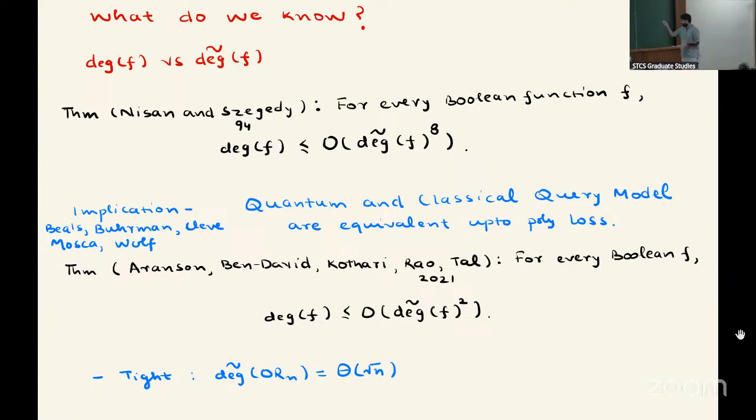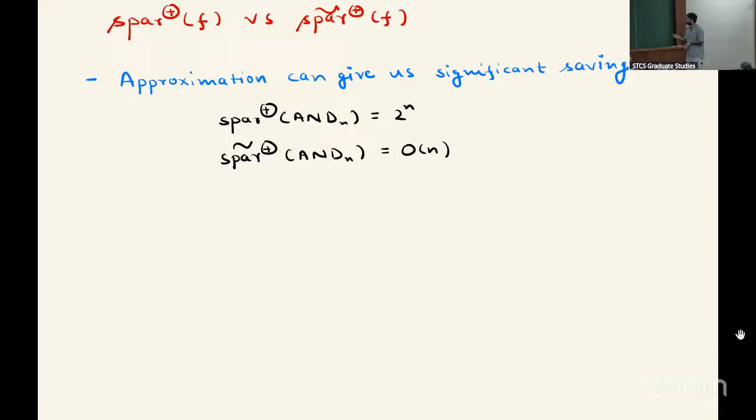And very recently in 21, Aaronson, Ben-David, Kothari, Rao, and Tal gave a tight relationship between degree and approximate degree, which is quadratic. And this is tight, which is witnessed by OR and AND functions. So this problem, degree versus approximate degree, is kind of resolved in a very satisfactory sense. What about sparsity? This is a question we would be interested in.